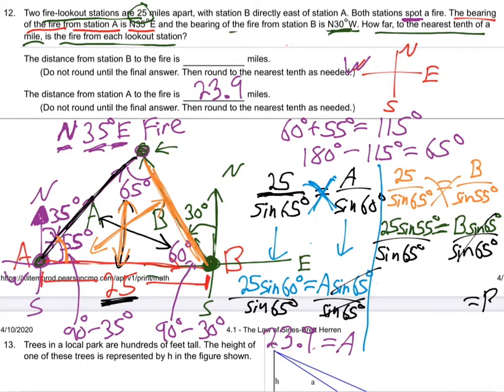Boom. B equals. Make sure you're in degree mode again. Crank that out on your calculator, and I'm getting 22.6 for B. That's how far B is from the fire. So that's a good question, and the hardest part was drawing that picture.